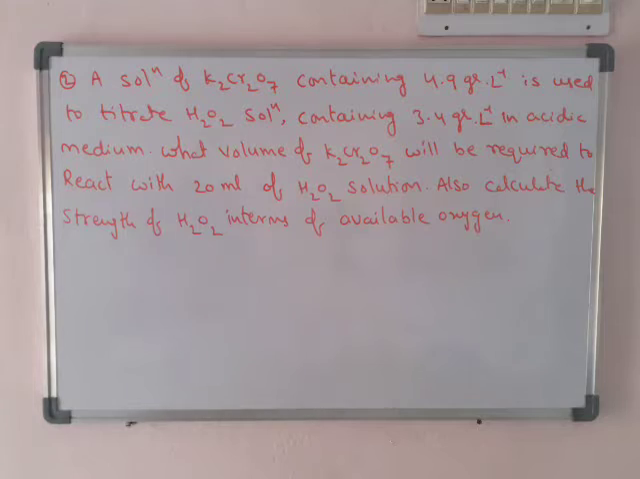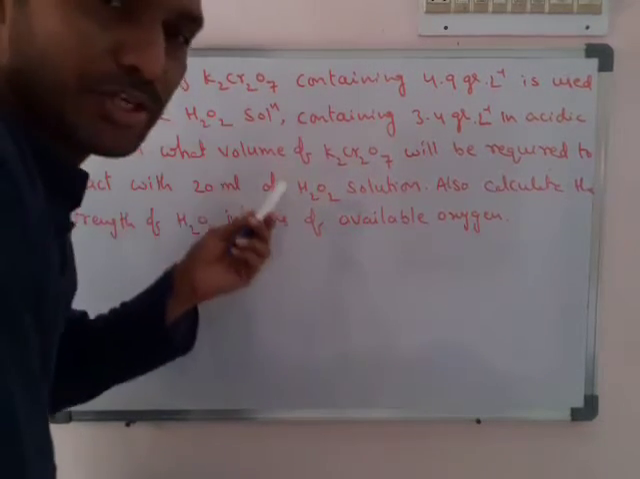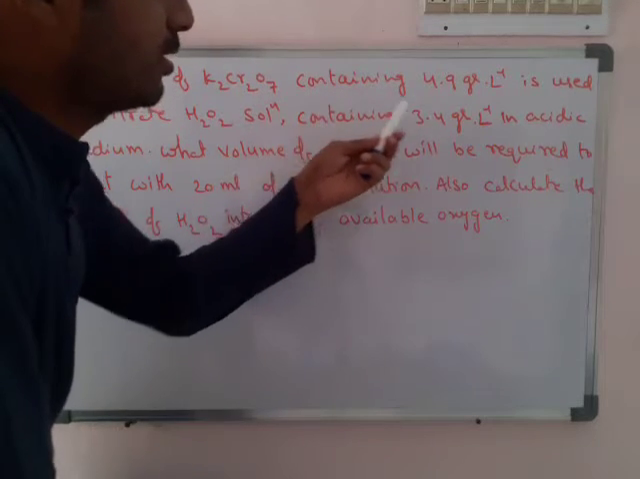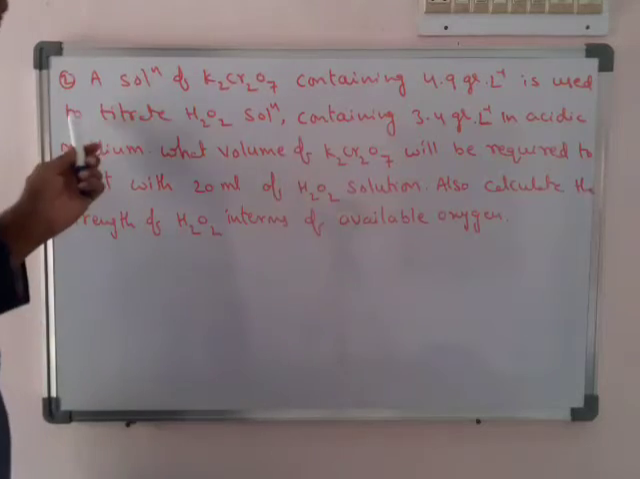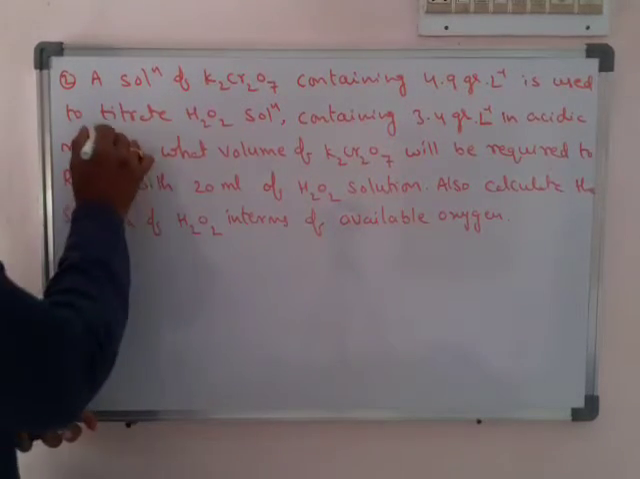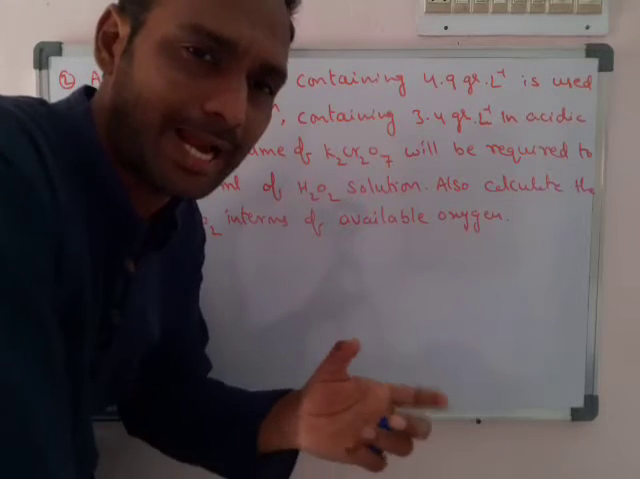Okay, see the next one. A solution of potassium dichromate containing 4.9 grams per liter is used to titrate H2O2 solution. Here titrate means nothing but adding.